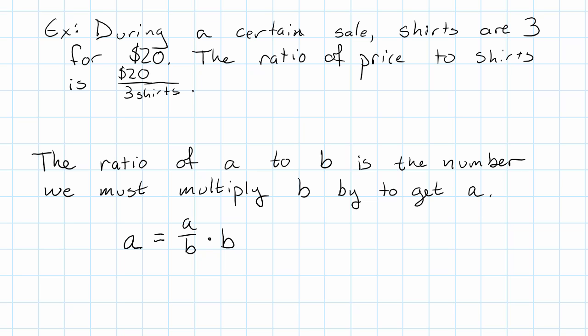Right, remember, b is just b over 1, so that'll be a times b over b times 1. The b's cancel. This really is just a.